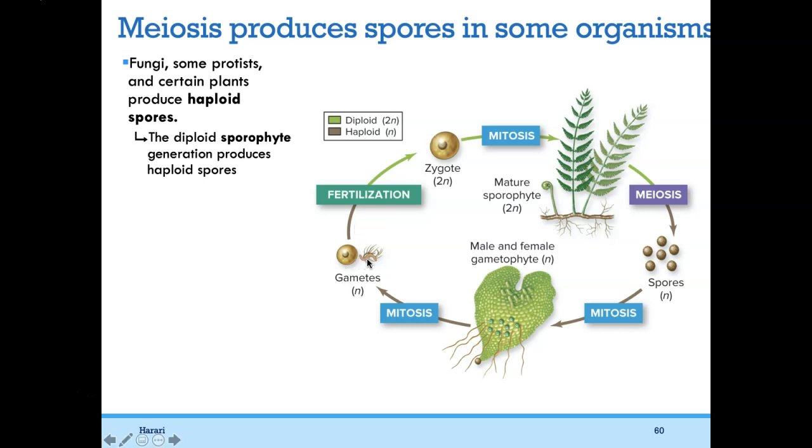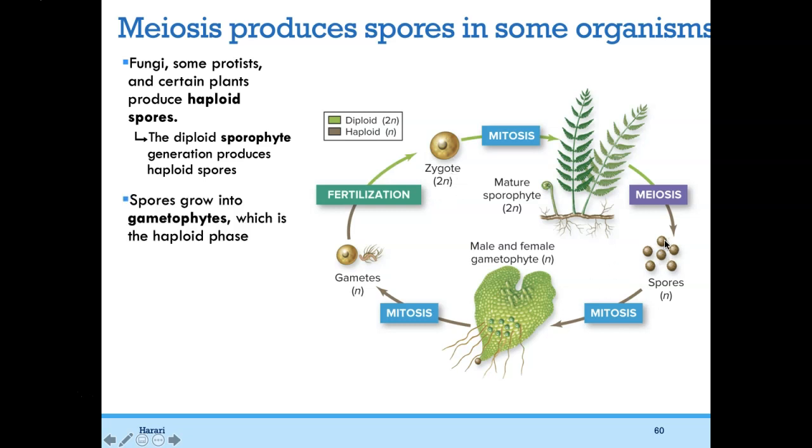Two haploid gametes have to come together to form a diploid zygote, which can then divide by mitosis to form the sporophyte. Right, the sporophyte can then do meiosis to produce spores. The spores grow up into a gametophyte. The gametophyte makes gametes by mitosis. Right. The gametes then get fertilized into a diploid zygote.